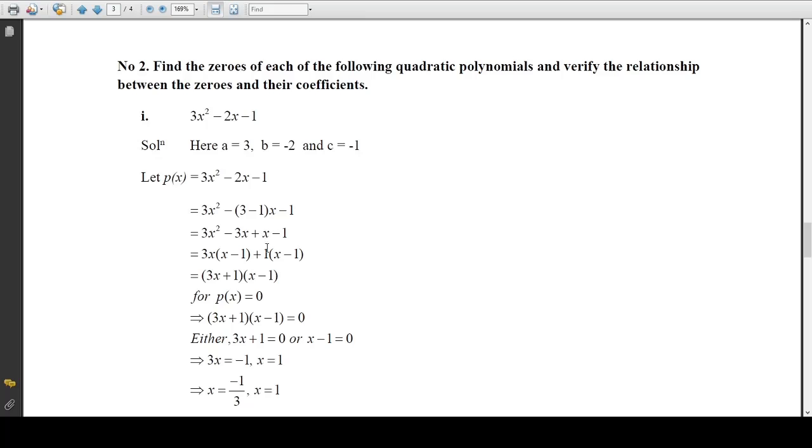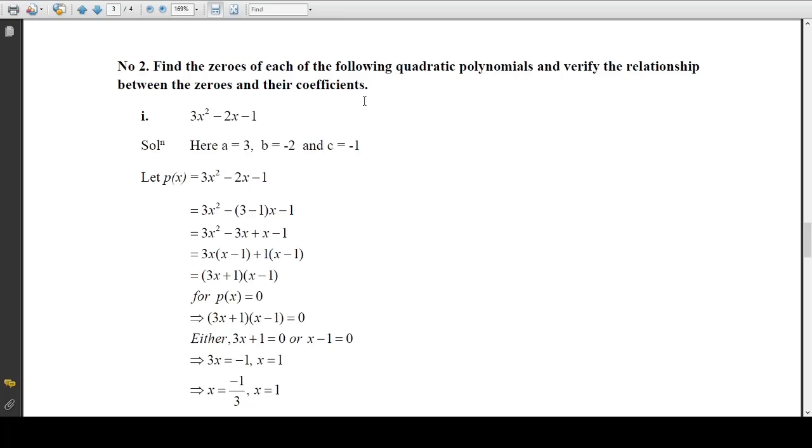Therefore, you will take 1 as the common term. Remember that if you take common with a plus sign, this sign will not change anything, because plus is plus, plus minus also is minus. 1 multiply x is x, 1 multiply 1 is 1. Now you have x minus 1 inside the bracket. You will take it only once. You will have 3x plus 1 and x minus 1.